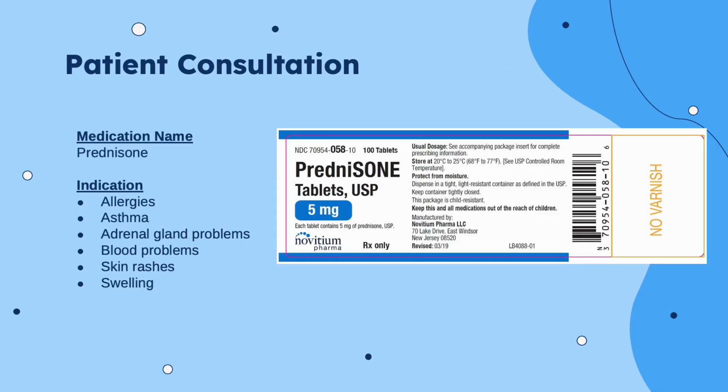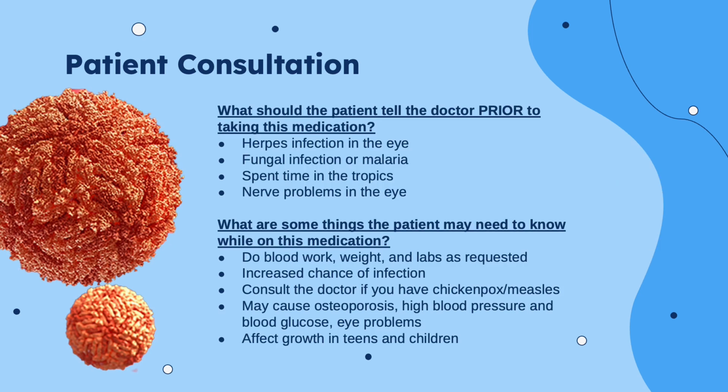The medication name is prednisone, and it is used for allergies, asthma, adrenal gland problems, blood problems, skin rashes, and swelling. What should the patient tell the doctor prior to this medication? If they have a herpes infection in the eye, fungal infection, or malaria, if they have spent time in the tropics or have nerve problems in the eye. Some things that the patient may need to know while on this medication are to do blood work, weight, and labs as requested. And this medication may cause an increased chance of infection.